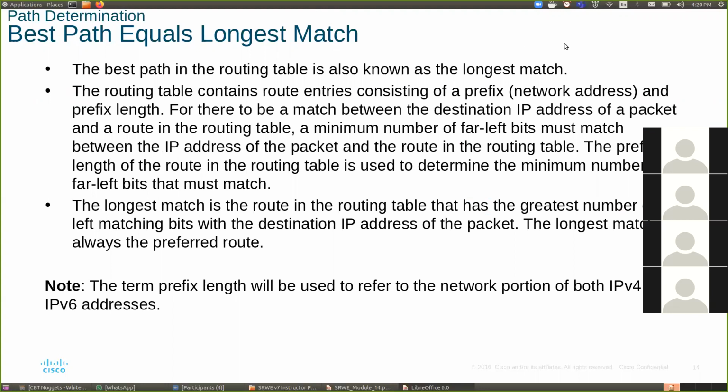So best path equals longest match. The best path in the routing table is also known as the longest match. The routing table contains route entries consisting of prefixes and prefix lengths. Like I told you, the routing table contains information of all the networks that your router has learned. When we do the lab, we will do one lab on this. You will see this in practice.